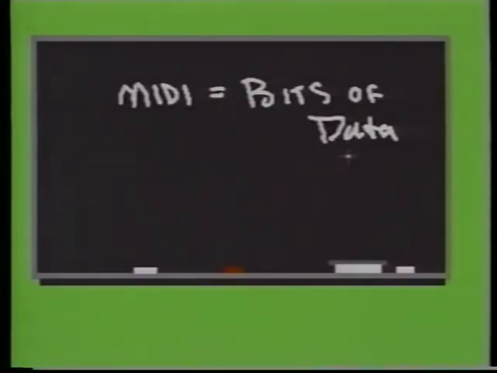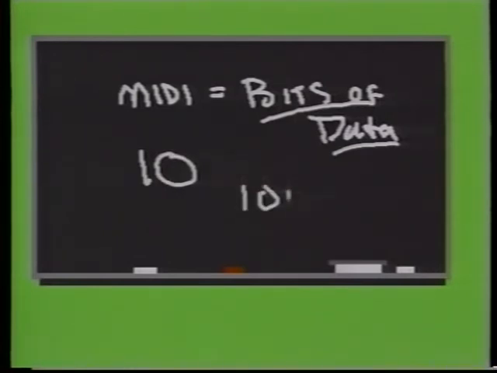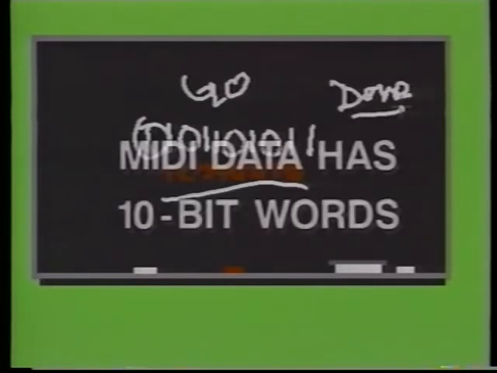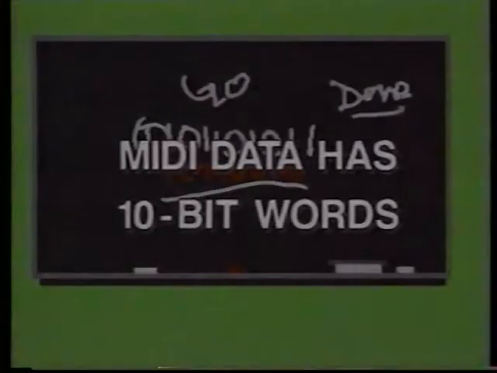MIDI data consists of bits, exactly like much of the other data that computers share. A bit can be either a one or a zero. Sending complex messages consists of combining those ones and zeros into a meaningful string. Many bits are combined into 8-bit strings or 8-bit words. MIDI requires an additional bit at the beginning of a word that says go, and a final bit at the end of a word that tells the receiving device that the word is over. So MIDI information is made up of 10-bit words.